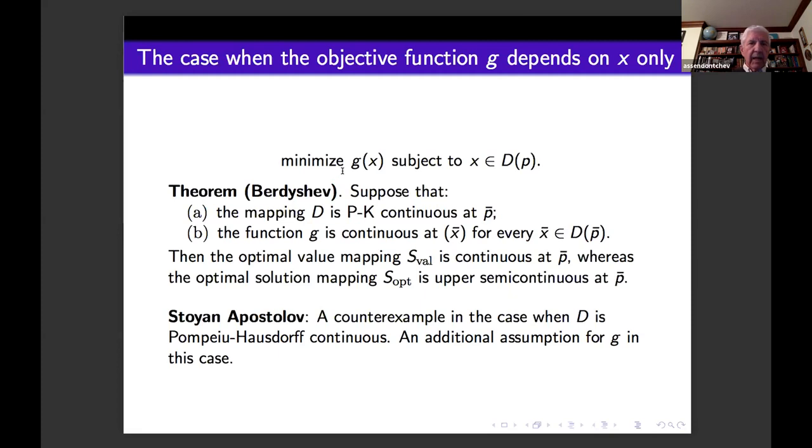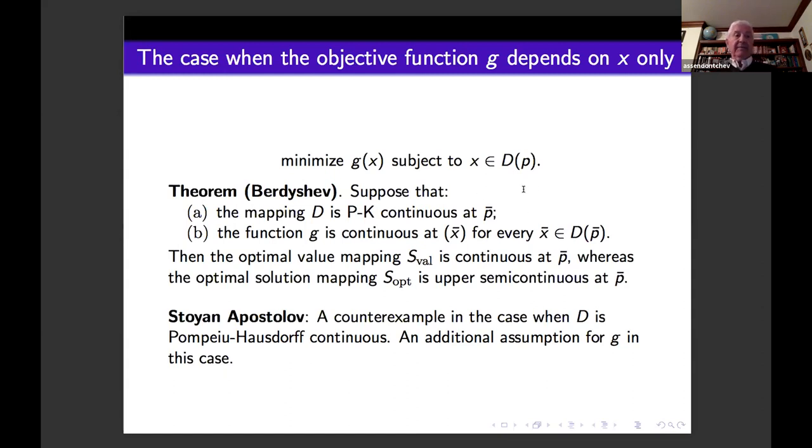And also I made a mistake. I didn't specify the sense in which the mapping D is continuous. So I just wrote, prove that this is true, provided that the mapping D is continuous. Before giving this homework, I was talking about Pompeiu-Hausdorff continuity, and quite naturally, Stoyan assumed that I had in mind Pompeiu-Hausdorff continuity in the metric space. So we are in metric spaces here.